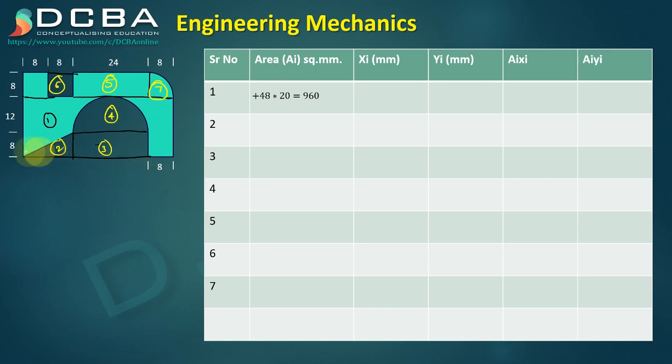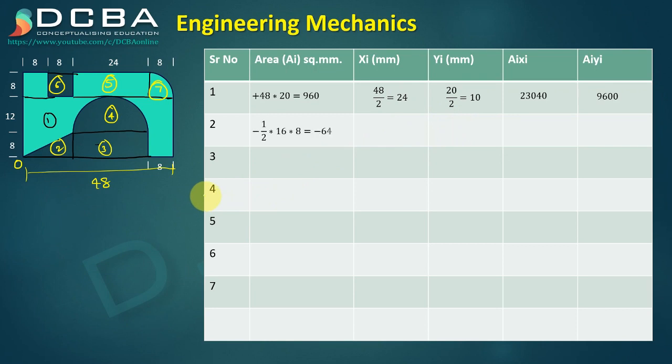First rectangle is 48. You see that this is 16, 20, and this is 24, so it becomes 40, and 40 plus 8 is 48, the base of this rectangle, and the height is 12 plus 8, 20, so it's 960. Xi, from this point, I'll take this as the reference point, it's 48 by 2, 24, and Yi is 20 by 2, 10. So AiXi and AiYi we can get.